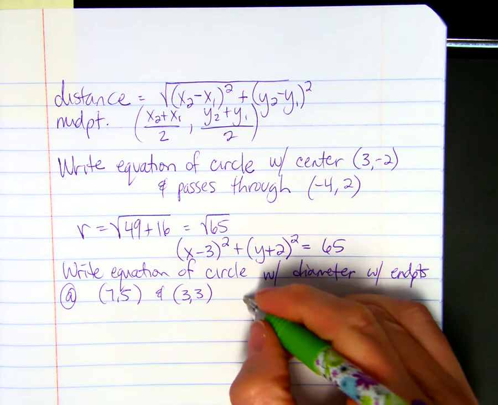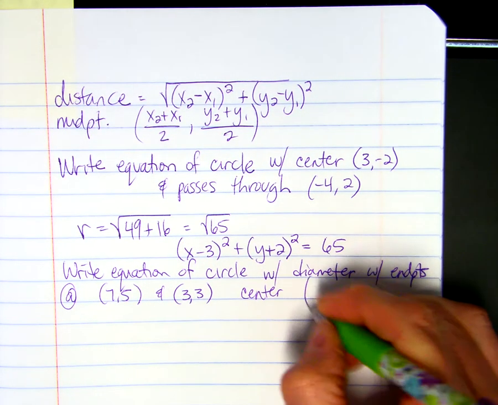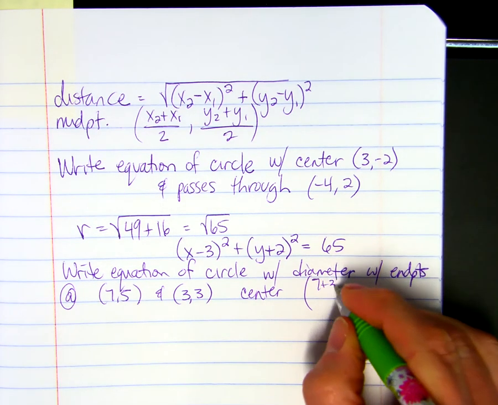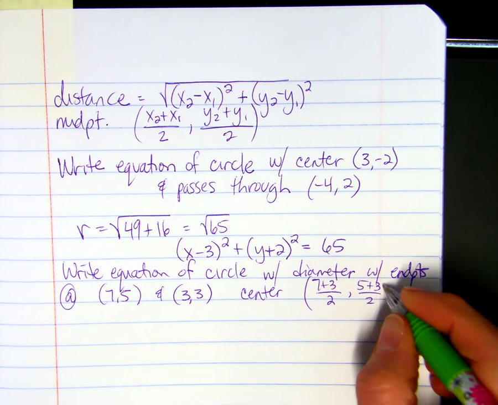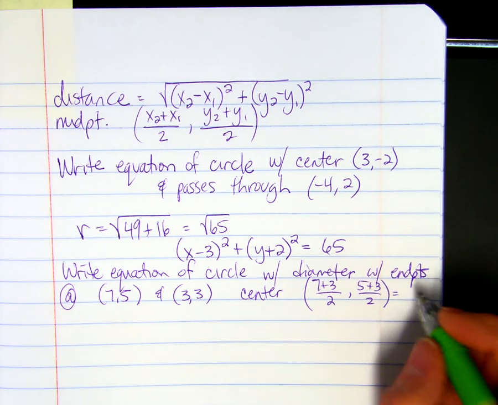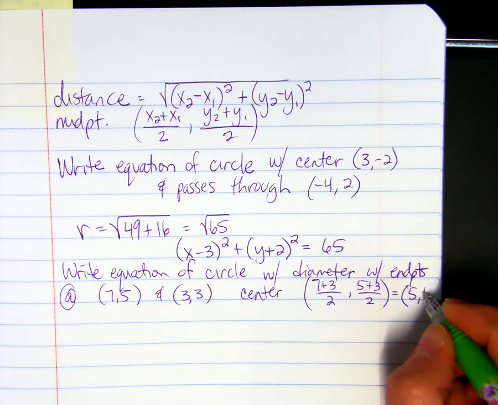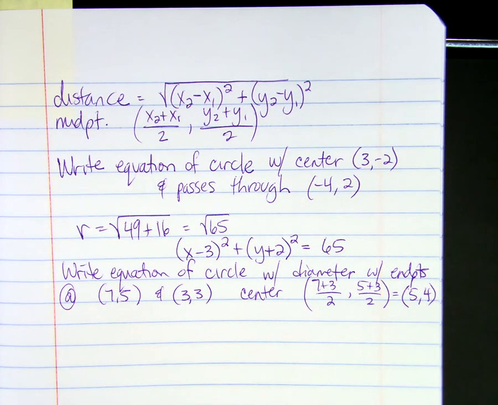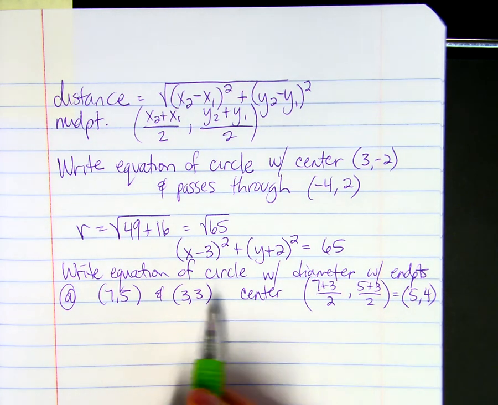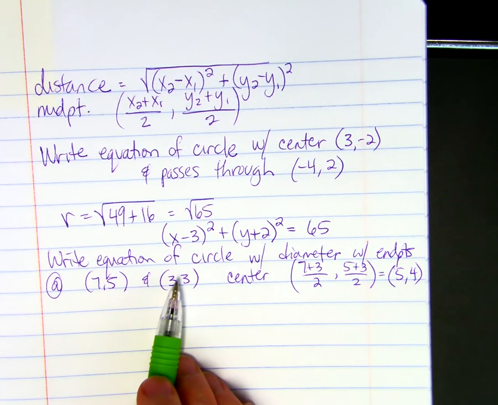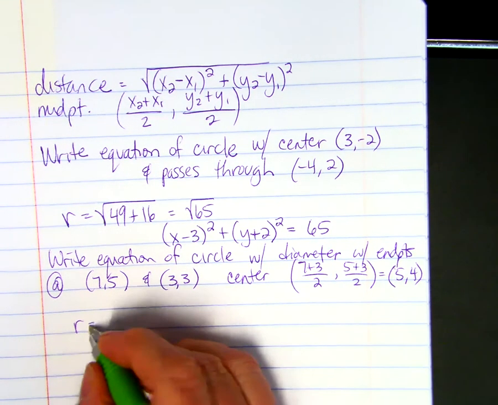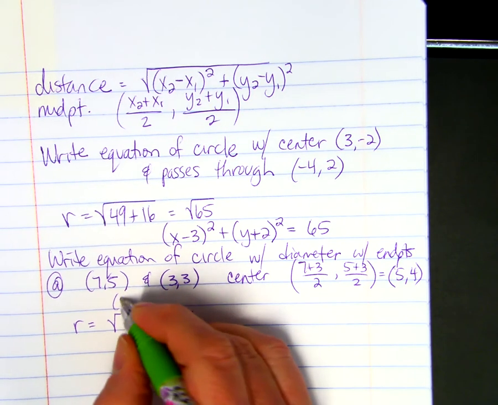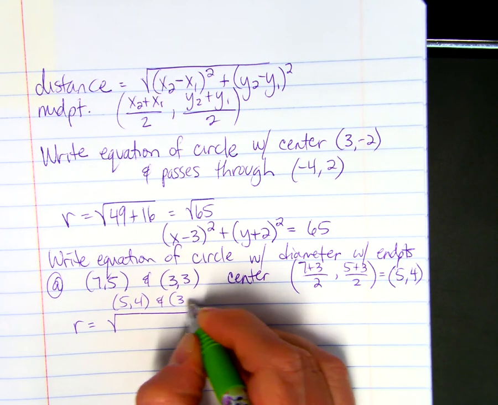So to find the center, we're just going to do the midpoint. So we do 7 plus 3 divided by 2, that's your x's, and 5 plus 3 divided by 2, which is 5, 4. So the center is at 5, 4. And we already know you can use one of the points. Let's use 3, 3, and do the distance formula to find the radius. So we're going to use 5, 4 and 3, 3.